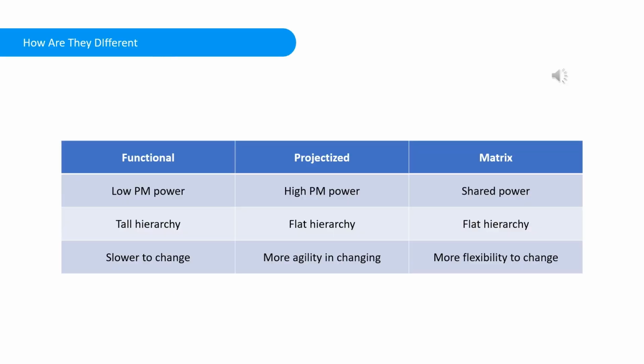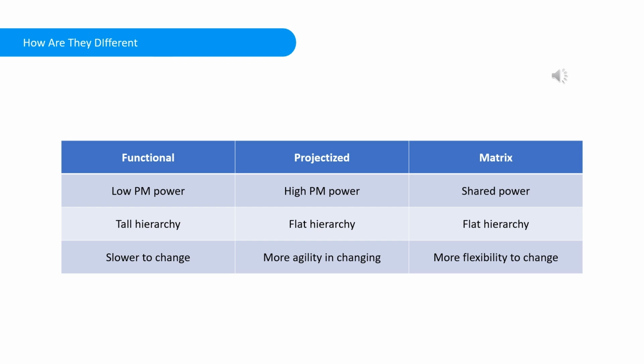One of the biggest differences between functional, projectized, and matrix organizational structures is that some are a little more agile than others based on the amount of power that the project manager has. In the projectized organizational structure, the project manager has a high amount of power and there's a flat hierarchy. Therefore, they could go directly to a decision maker and change something quickly. In functional, the project manager has a lot less power and there's a very tall hierarchy. So there are plenty of people to go through before a decision is made.